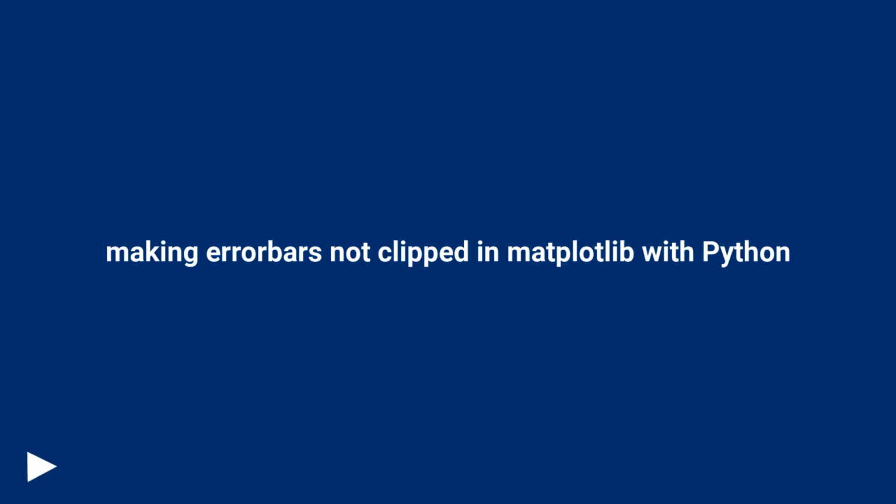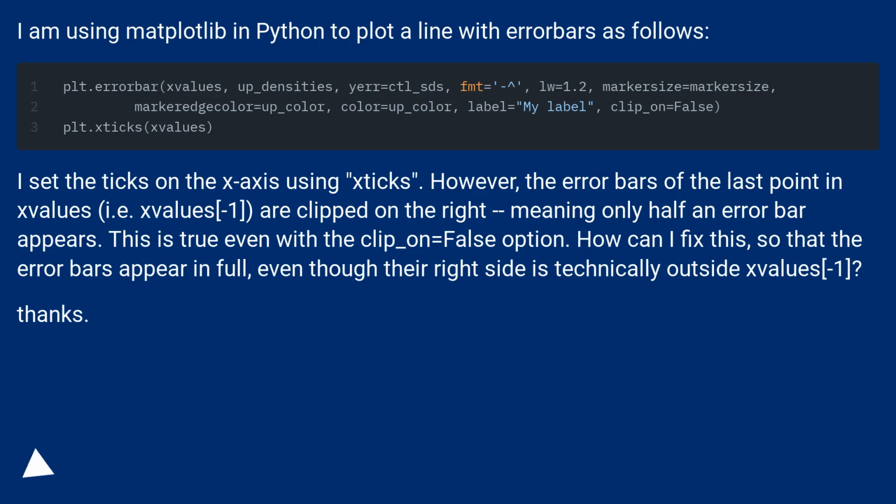Making error bars not clipped in matplotlib with Python. I am using matplotlib in Python to plot a line with error bars as follows.